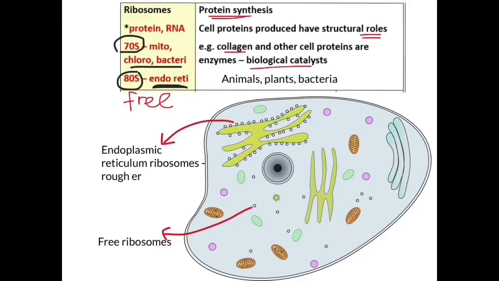Cell proteins formed each have a structural role. For example, collagen, having great tensile strength, is a great component in our skin and bone. Other cell proteins act as biological catalysts.